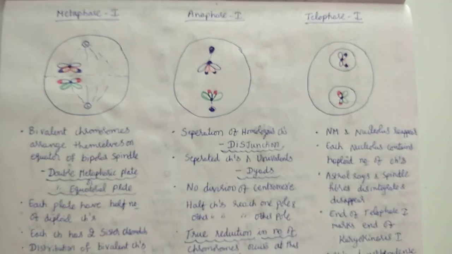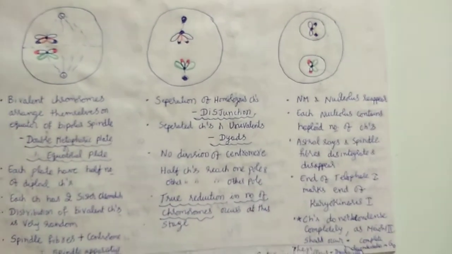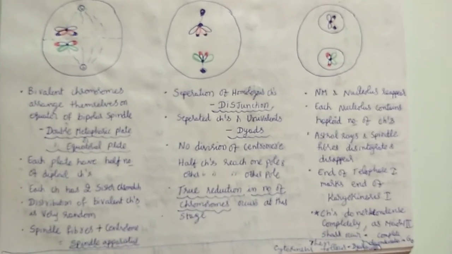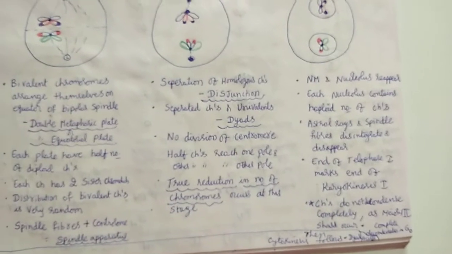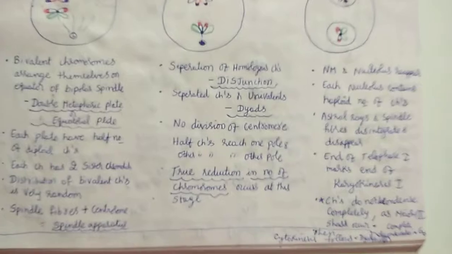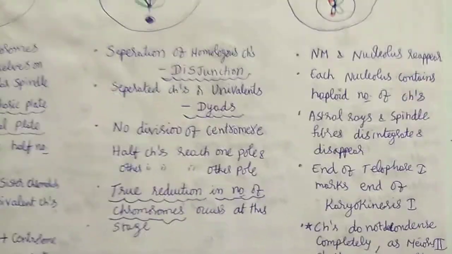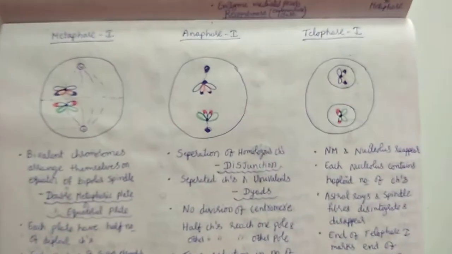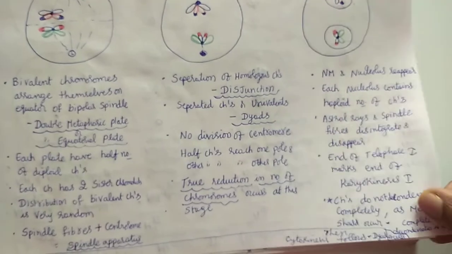So what happens here in metaphase 1, anaphase 1 and telophase 1, I had clearly given with the help of the diagrams also. So then cytokinesis will follow. So here there is a dyad, related to the dyad I had given. So this is about the metaphase 1, anaphase 1 and telophase 1. So this completes the meiosis 1.